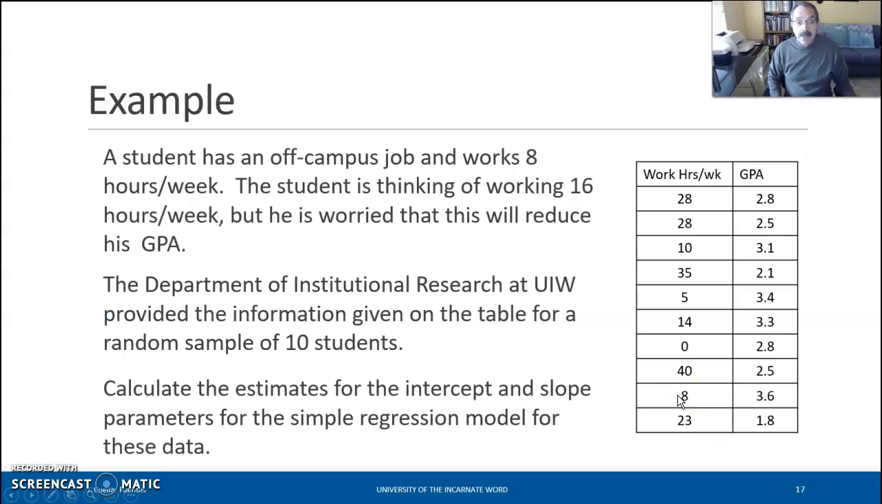All right. So let's see how we calculate this for the example that we have been working with, where the student wants to find out what the impact on his GPA will be if he starts working 16 hours per week, going from 8 hours per week to 16 hours per week. So we're going to use this data to calculate the estimates of the intercept and the slope.